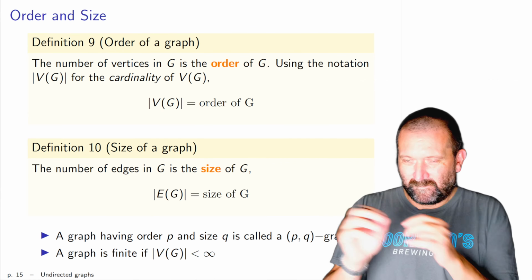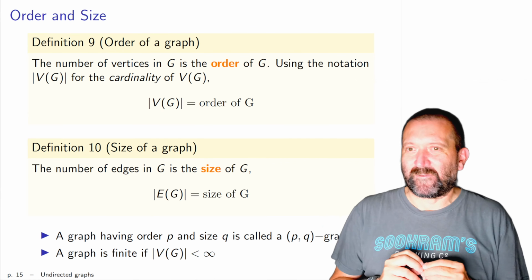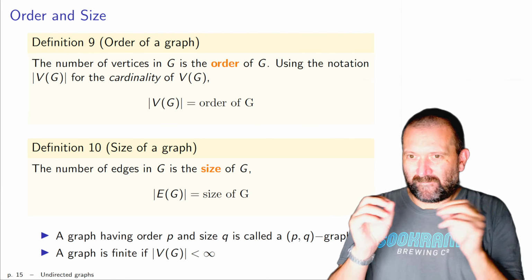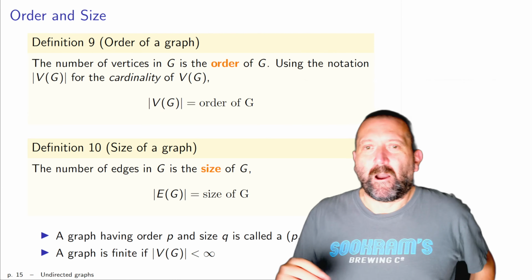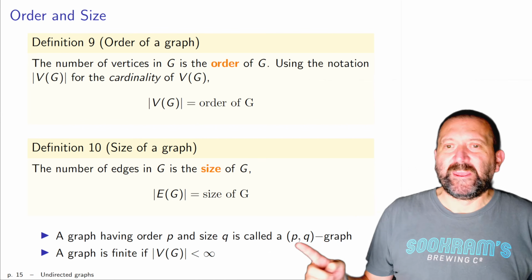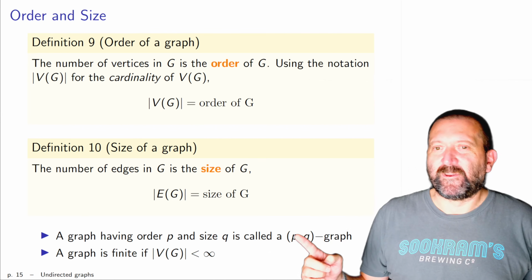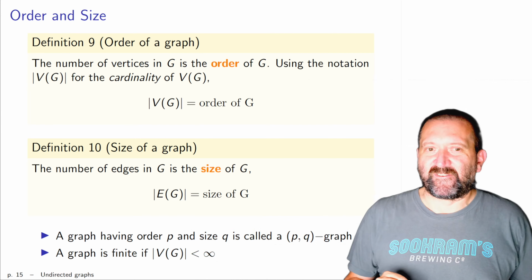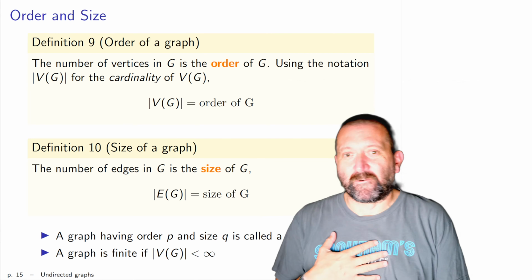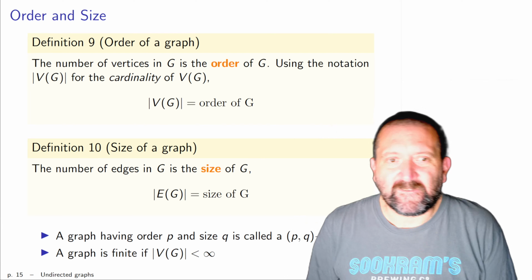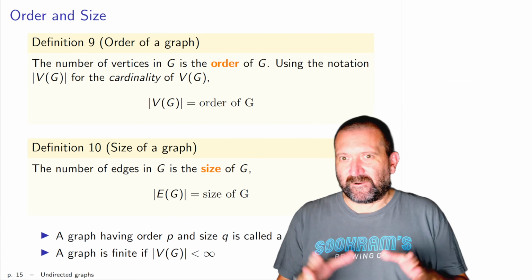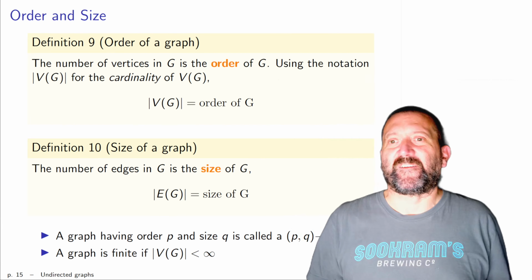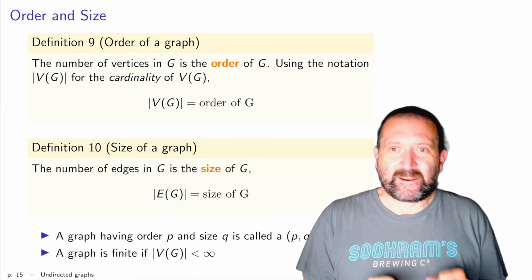So the number of relationships between vertices in the graph. Sometimes we'll call a (P, Q) graph a graph of order P and size Q. And also we'll say that a graph is finite if the cardinality of its set of vertices is finite.